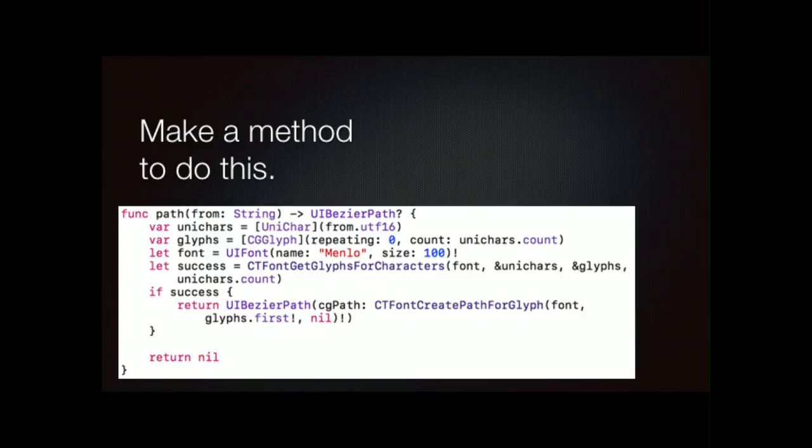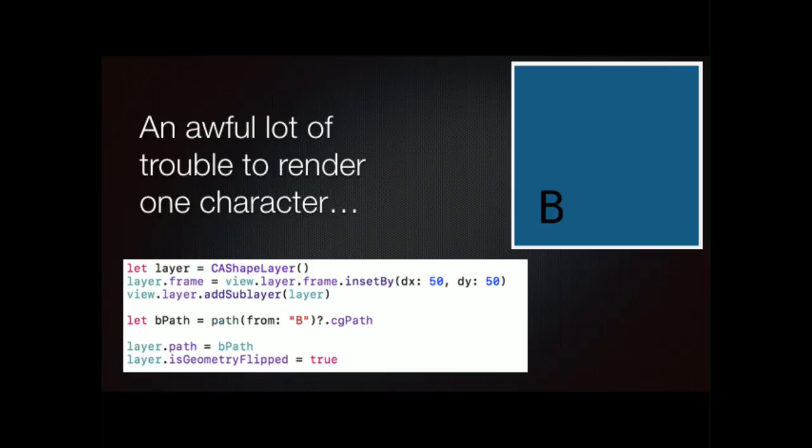Okay, we use CoreText font to get the glyphs from the characters, and we just return a Bezier path based upon CoreText's path for glyph. And again, this is one that won't kill you to not keep up with. That is a lot of trouble to go through to render a single character, because you would not use this to render a single character.